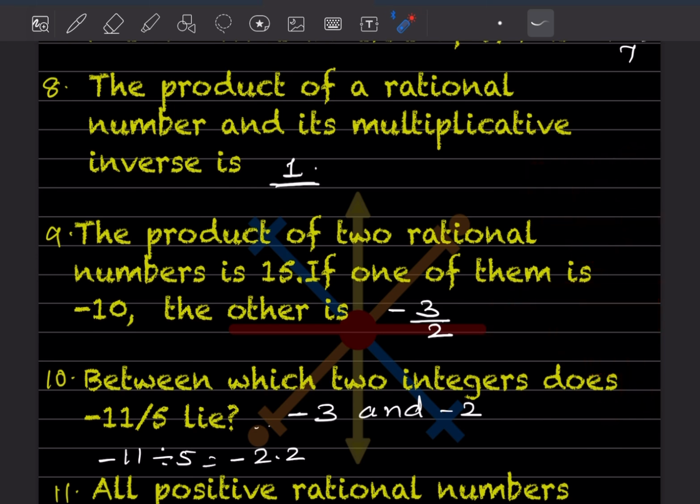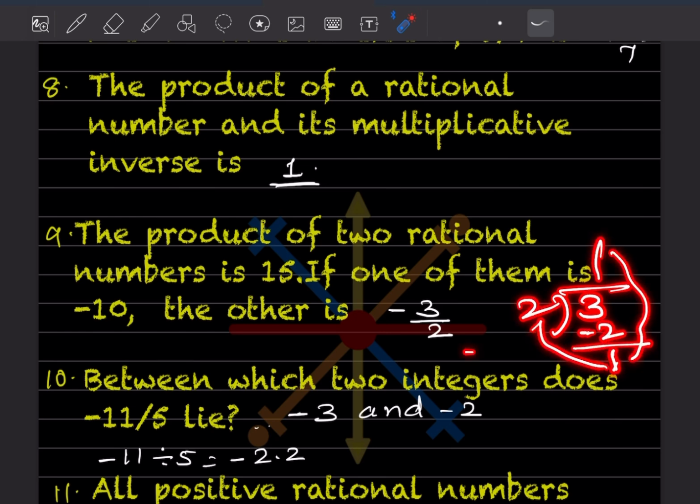Or you can also write, in some cases, if MCQs are given, this minus 3 by 2, because this is an improper fraction, as 2 ones are 2, so that is going to be 1 integer 1 by 2, but that is minus 1 integer 1 by 2.